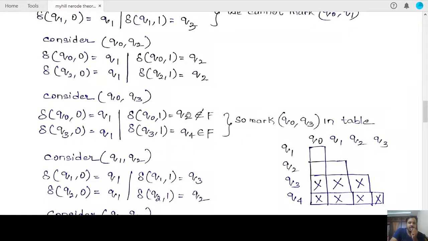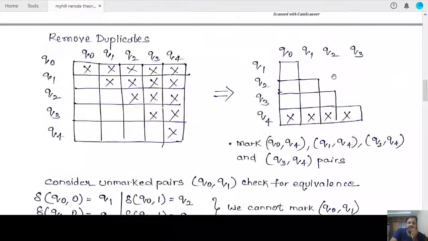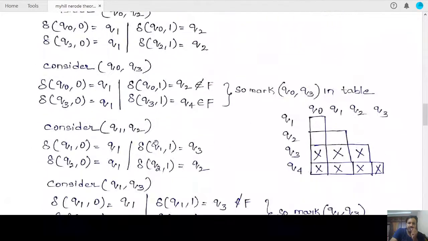So you could also see the combination Q2 Q4, right? Q2 Q4, if you see, is already marked, right? So here see this one. Q4 row Q2 column is already marked with a cross, right? Since the Q2 Q4 pair is already marked, we can also mark Q0 Q3 in the table, right?